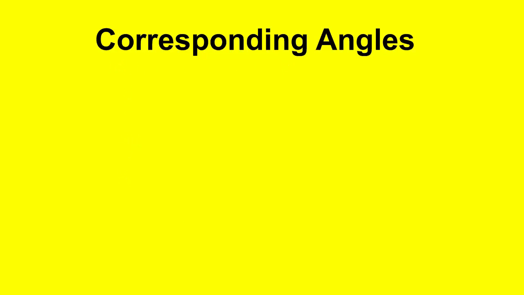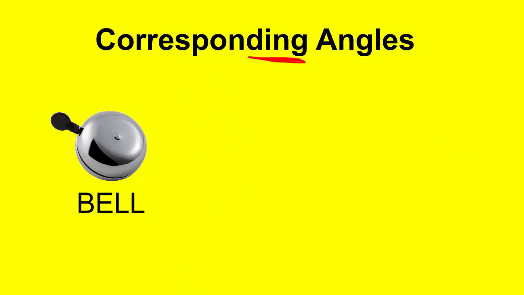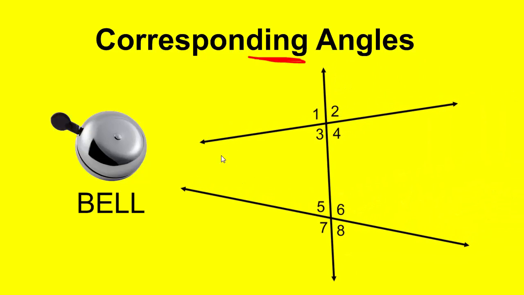When I look at the word corresponding, the very last part, ding, reminds me of a sound, the sound that a bell makes, like this. So corresponding angles, the ding makes a noise like a bell, and if I look at the word bell, it has two L's. That's going to help me remember corresponding angles. So in your head, you should be thinking corresponding, ding is the sound of a bell, bell has two L's, and for corresponding angles, you need two lines and a transversal like I have here.